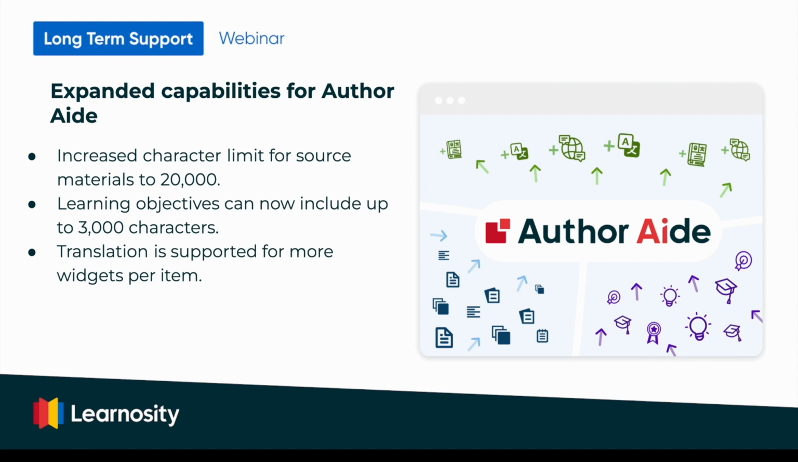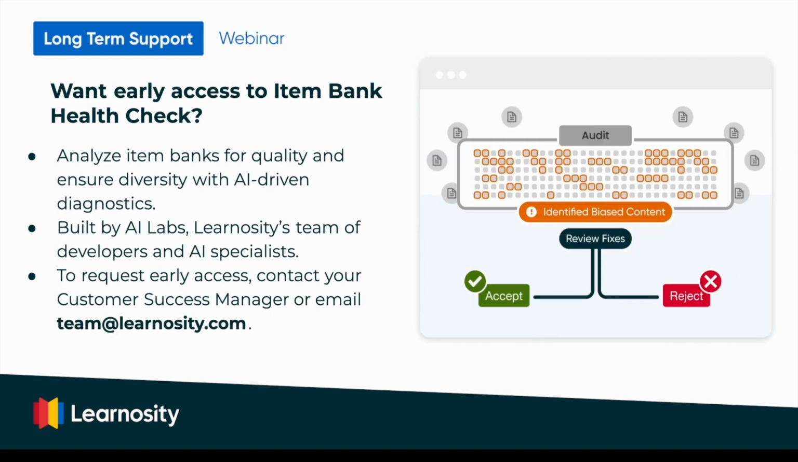Author aid just got even better. We've increased the character limit for source materials to 20,000. Expanded learning objectives to 3,000 characters, and enabled translation for more widgets per item. Very excitingly, our item bank health check will soon be available for a closed preview.